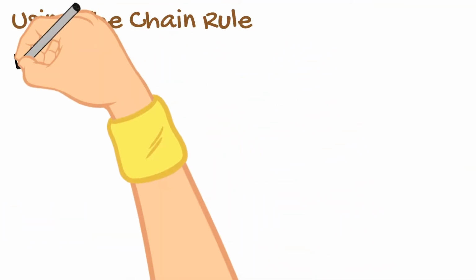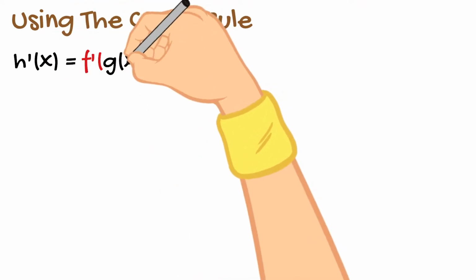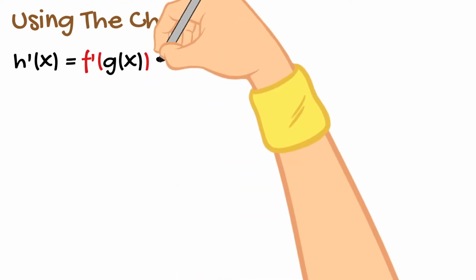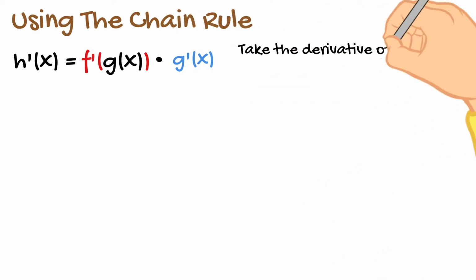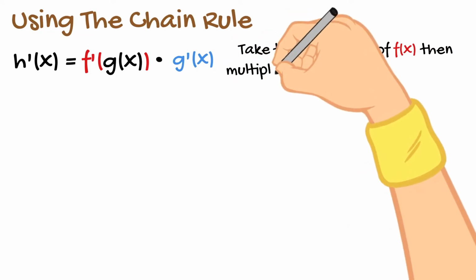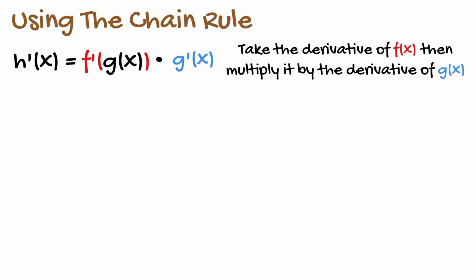Let's find the derivative of h of x, so h prime of x, which is f prime of g of x times g prime of x. Or in other words, taking the derivative of the outer function f of x, then taking the derivative of the inner function g of x. This is pretty intuitive, so let's evaluate this.